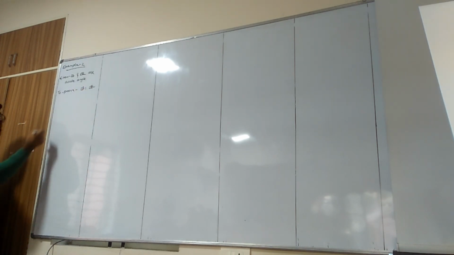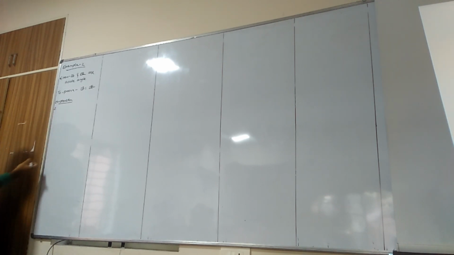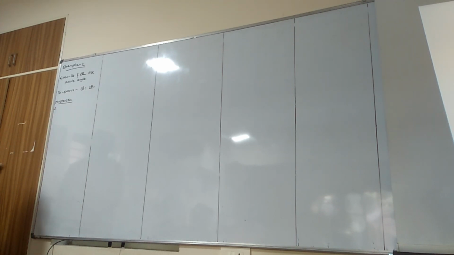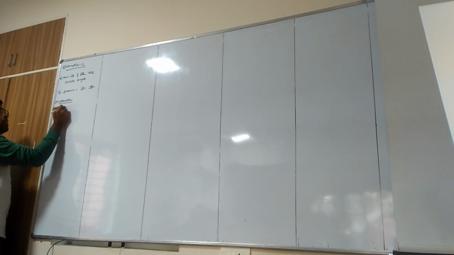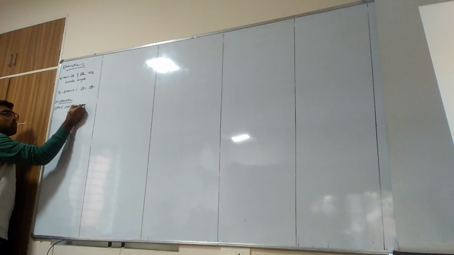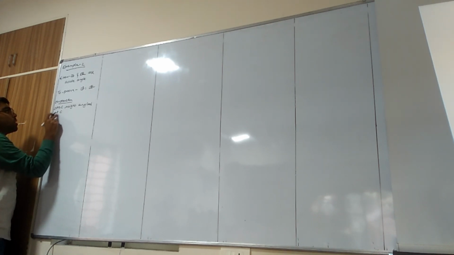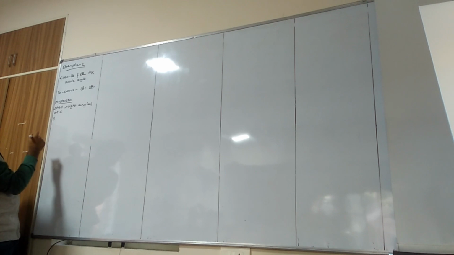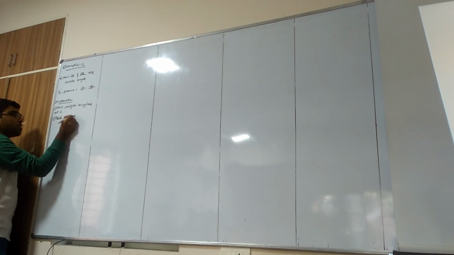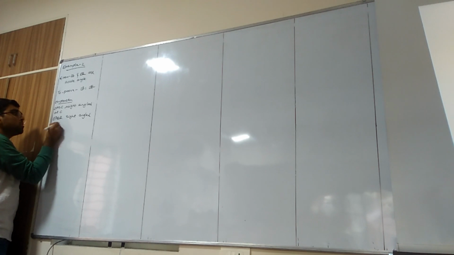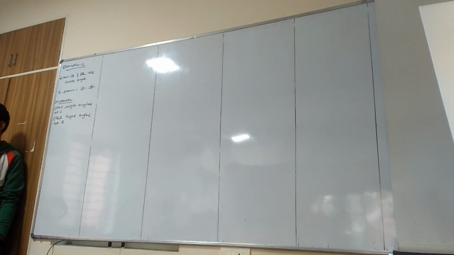What all constructions we have made? Triangle ABC, right angle at C, and triangle PQR, right angle at R. This is the required construction we have made.